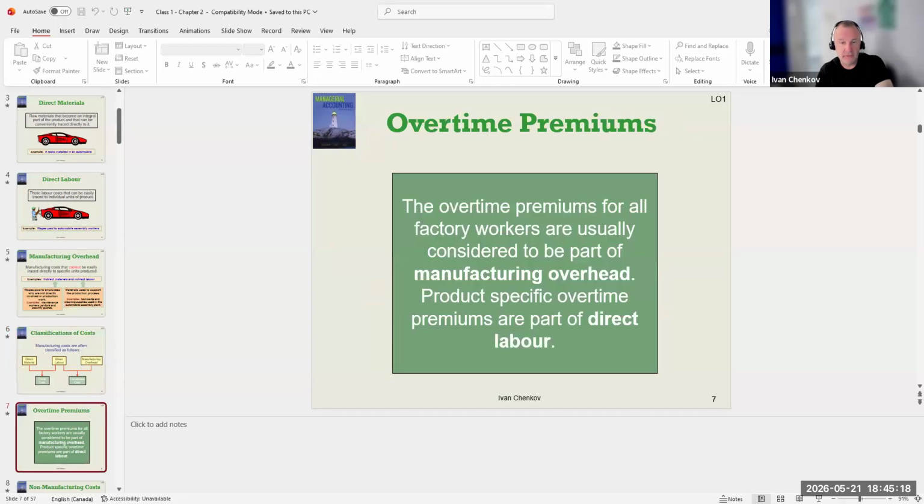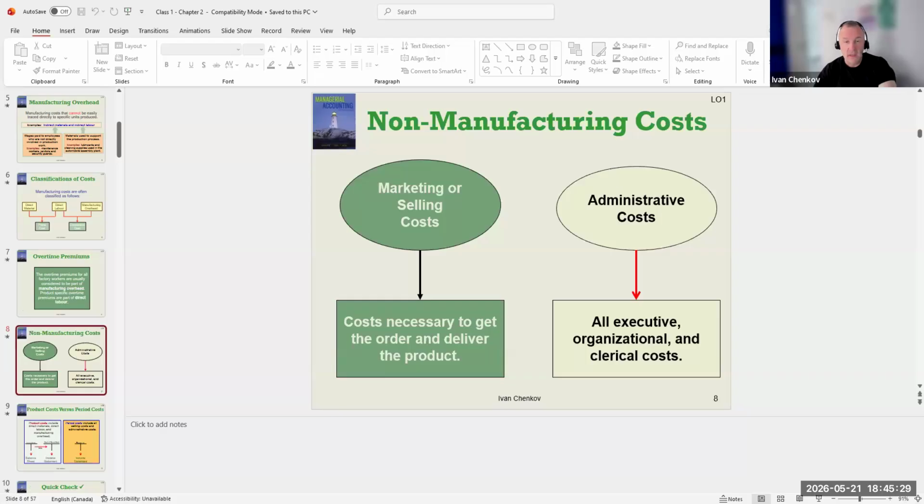What are we going to do with overtime? Overtime will be manufacturing overhead. But for some reasons, specific overtime can be treated as a part of direct labor. That's with the manufacturing cost, which is related to the product.